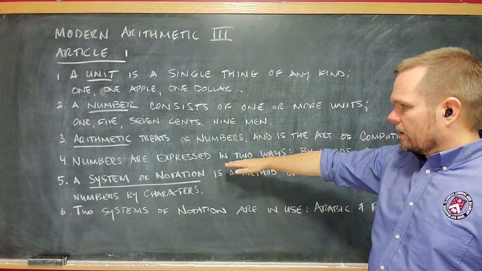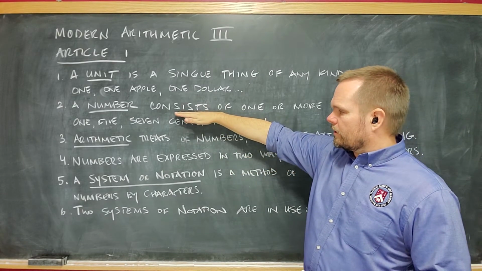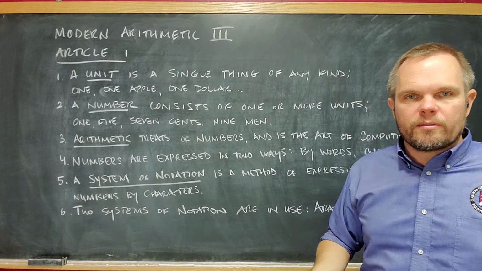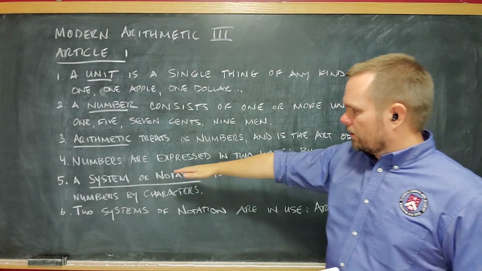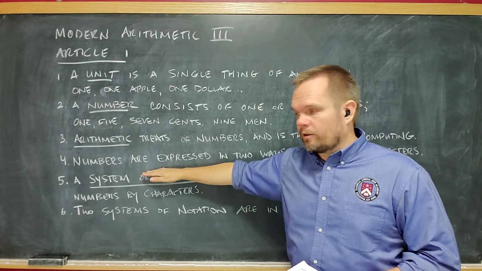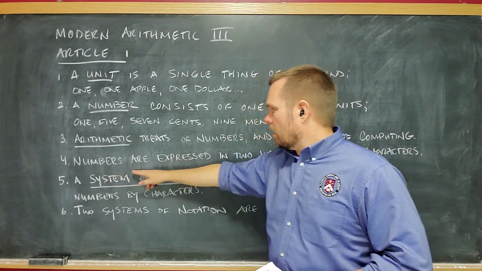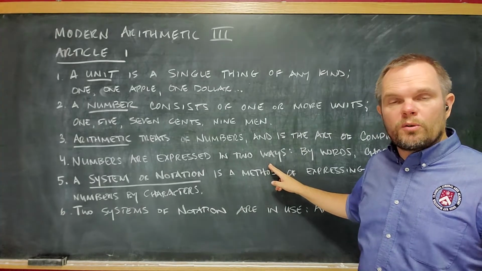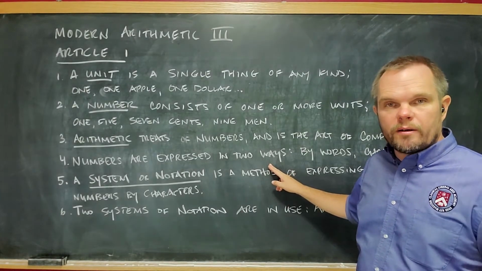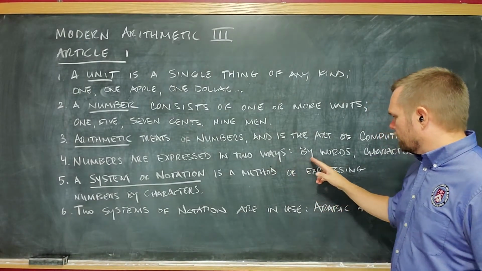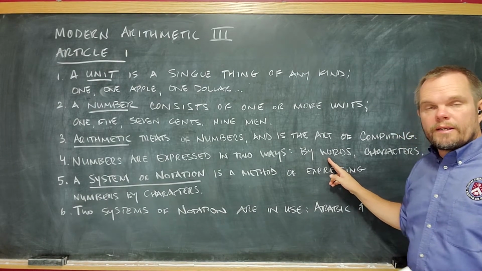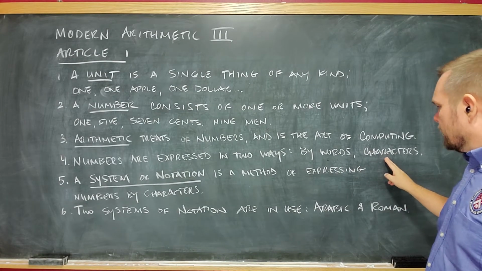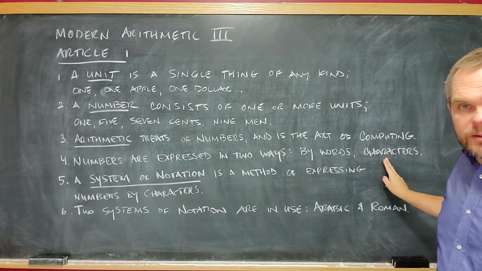Next, since we're studying numbers, we have to ask, how do we express numbers? How do we talk about numbers? Number 4 here tells us the answer. Numbers are expressed in 2 ways. There's 2 different ways to talk about numbers. First, by words. We can talk about numbers by words, or we can talk about numbers using characters.